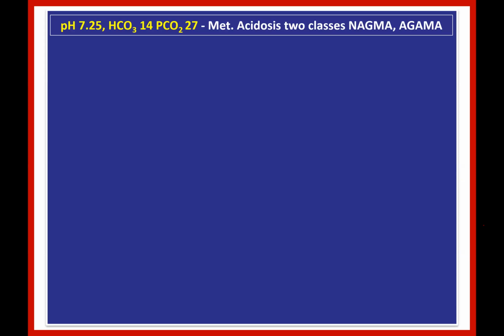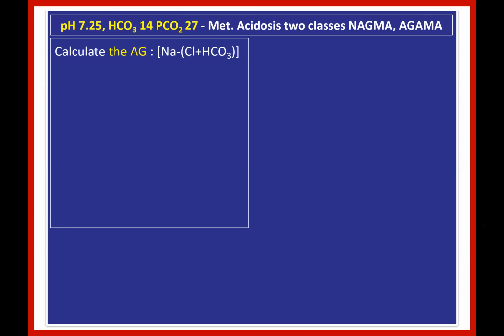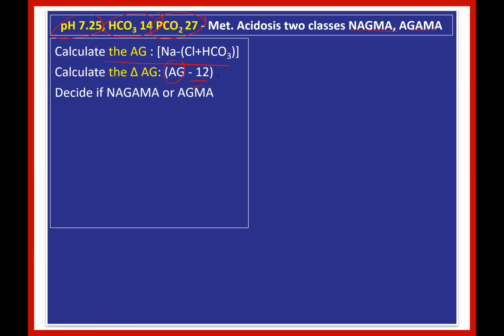So let's go now with the discussion of metabolic acidosis, then followed by metabolic alkalosis. Respiratory acidosis and respiratory alkalosis we have completed. So what do we do? First of all, what is metabolic acidosis? Metabolic acidosis is a low pH, low bicarbonate, and low PCO2. It could be NAGMA, it could be AGMA. The first step would be, of course, to look at the anion gap. Once you know the anion gap, look at the delta anion gap. This obtained anion gap minus 12, which is the normal anion gap, gives you the delta gap. Decide if NAGMA or AGMA depending on the delta. If the delta is plus or minus 2, then it is NAGMA. If the delta is more than that, then it is AGMA.